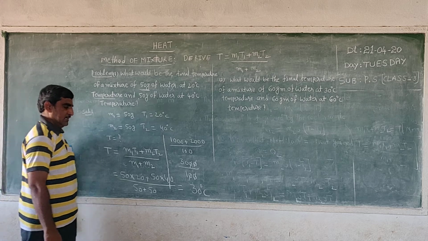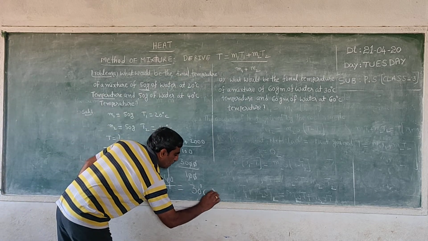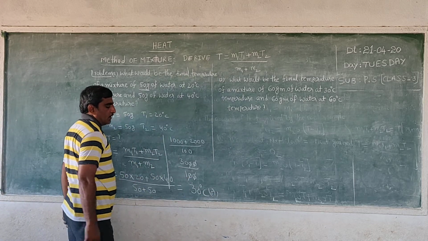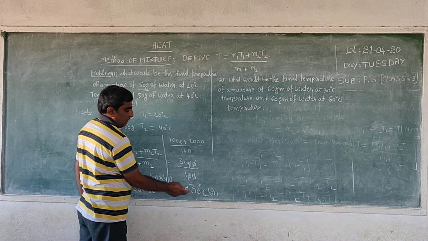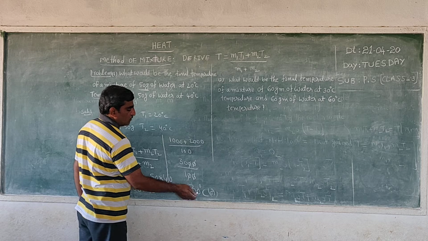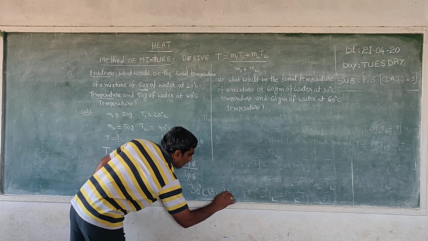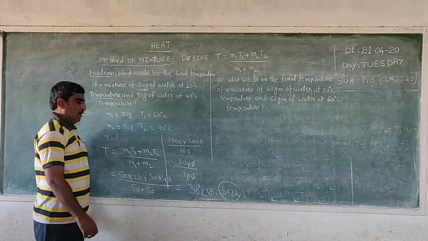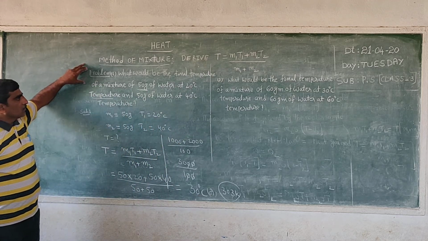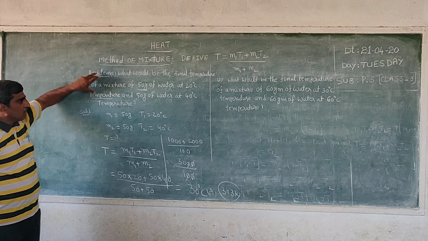30 degrees Celsius, or we can convert into Kelvin. So 273 plus 30, that is 303 K. So we can solve the given problem.